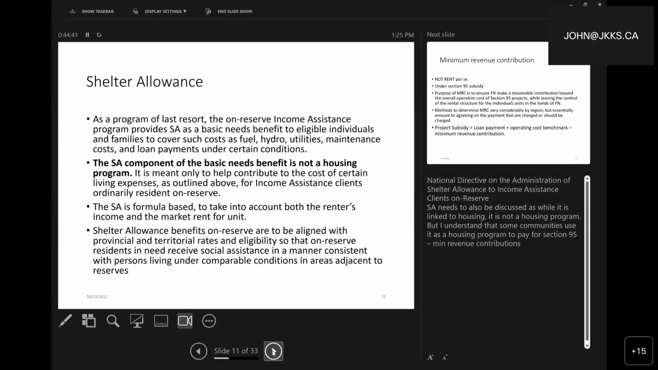And the problem that happens there is if the provincial government rolls back the amount of SA for a family, then all of a sudden you're running a deficit on your minimum revenue contribution. That's happened in BC, and I believe it's happened in Ontario as well. So when you build an SA to buy into Section 95s, be aware that it could backfire, and it has.